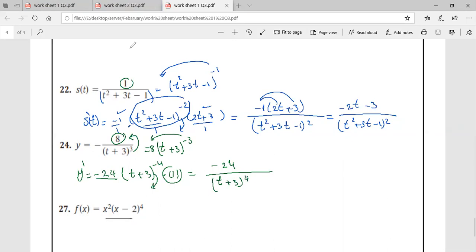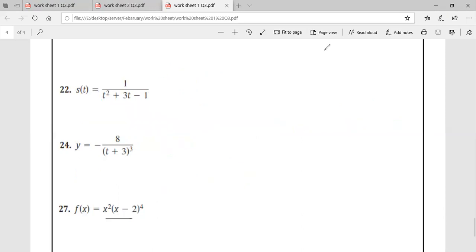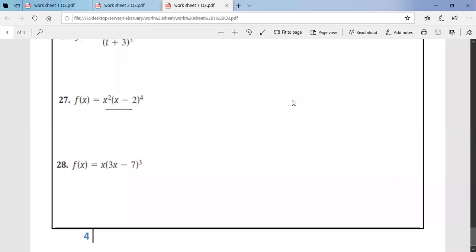Here, let's solve the last two problems. Okay. So trivial. I swear this lesson is very interesting.